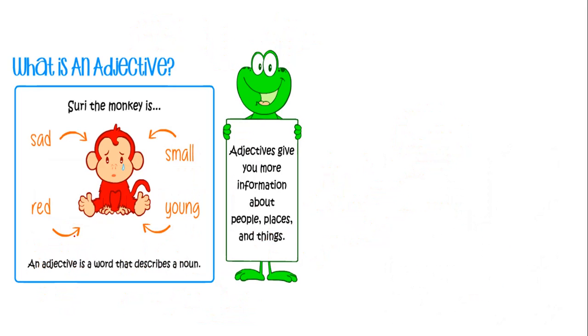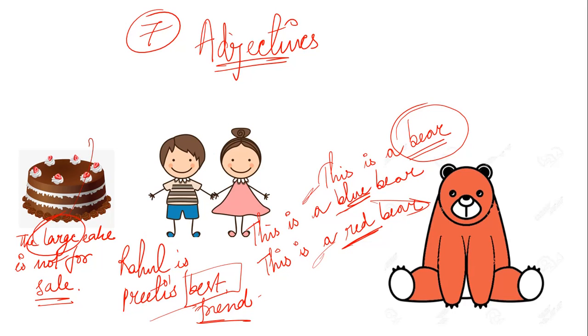Here these words, large, best, blue and red, are not compulsory. Without these words also the sentences will make complete and proper sense. But what are they doing? They are giving more meaning. They are describing the nouns. They are adding something to these nouns. So they help us to make the sentences even more beautiful.